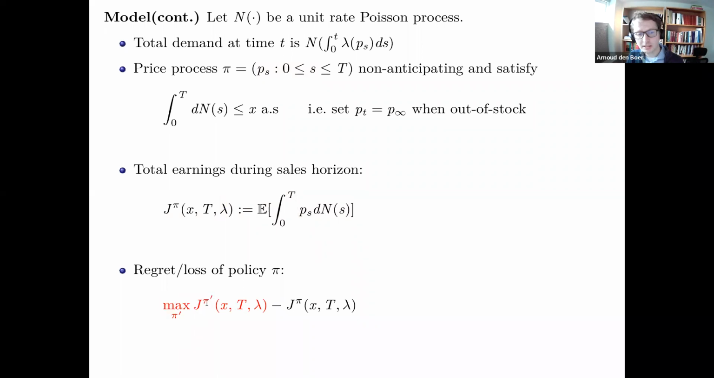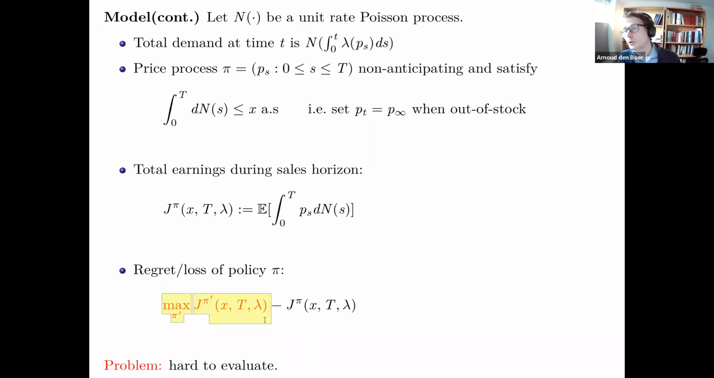I maximize my objective J of pi prime. So pi prime is here my policy, which is the abbreviation of the price process. And my loss is the difference between the best possible earnings and what I actually earn. Now, this is nice. Small problem is that this is difficult to evaluate.